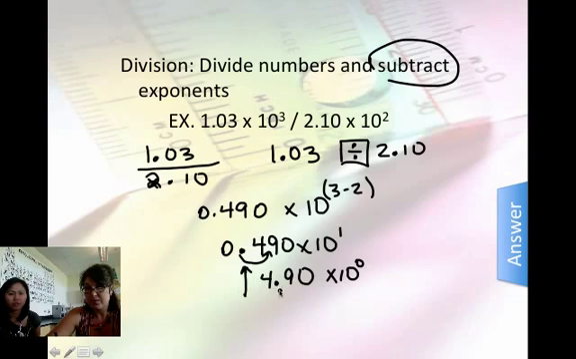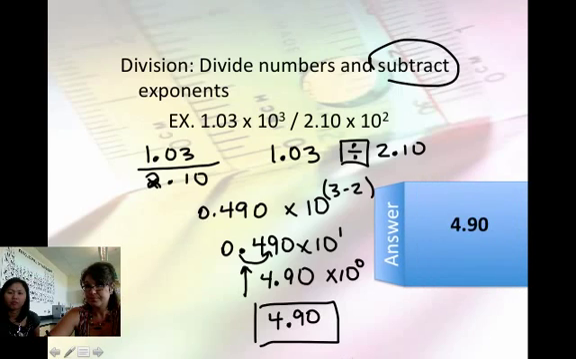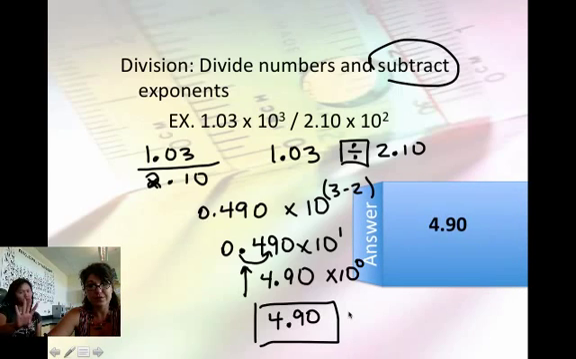That means 4.90 times 1 is equal to 4.90. And so that's the answer that goes in our box. Okay. That's how we divide. Let's check our answer. There you go. We're good. 4 points for Miss Gray. Yep, 4 in a row.